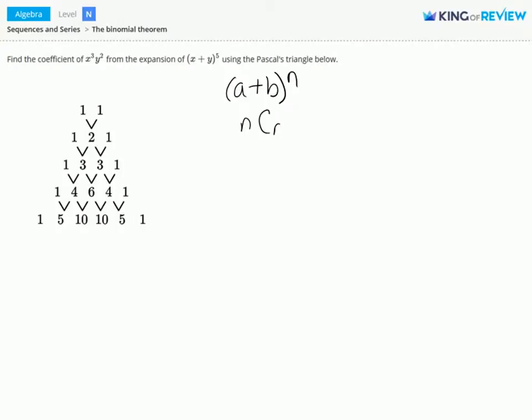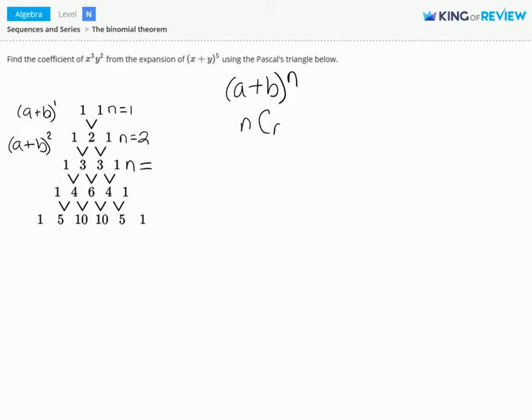This first row represents the coefficients when n is equal to 1. So this looks like (a + b) to the first power. When you expand (a + b) to the first power, the numbers in this first row are the coefficients of those terms. For the second row, n is equal to 2. So these represent the coefficients of the terms from the expansion of (a + b) squared. And this pattern keeps going.